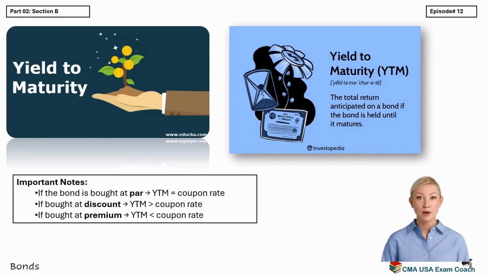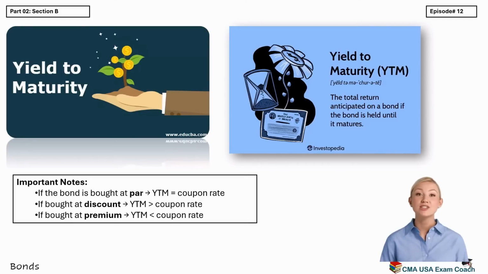Now here's the interesting part. If a bond is purchased at par, the YTM is exactly equal to the coupon rate. If it's purchased at a discount, the YTM is higher than the coupon rate because the investor gains from buying the bond at a lower price. And if the bond is purchased at a premium, the YTM will be lower than the coupon rate, since part of the initial investment is lost when the bond is redeemed at face value. Why is YTM important?